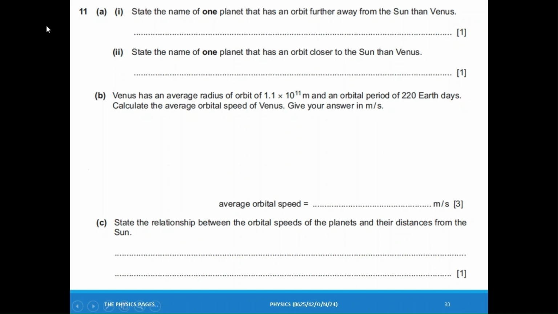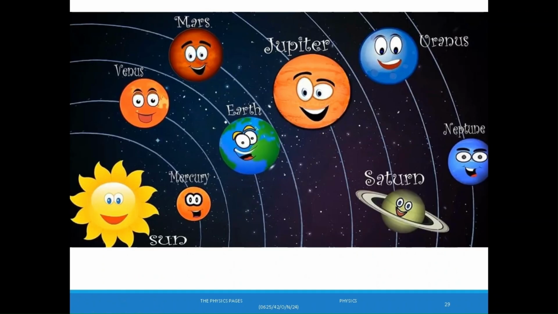Physics 0625, Paper 42, October November 2024. Question number 11. Part A. State the name of one planet that has an orbit further away from the Sun than Venus. Let me remind you about our solar system by using this diagram. We know that our solar system consists of the Sun with 8 planets orbiting around. The planet that is closest to the Sun is Mercury. Considering the order of increasing distance, next Venus, Earth, Mars, and up to Neptune.